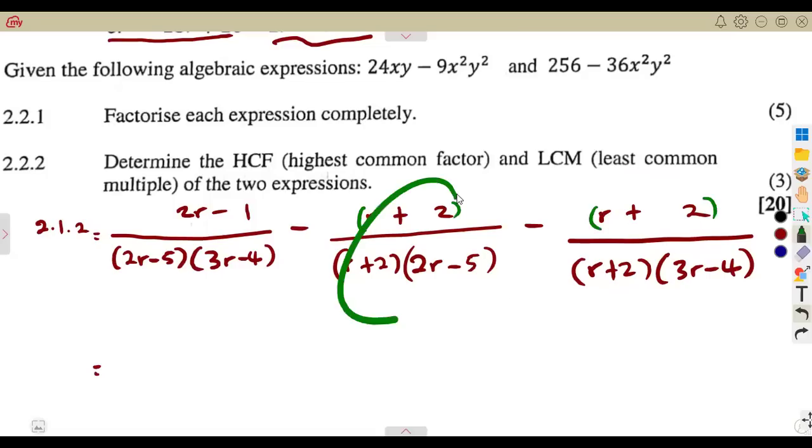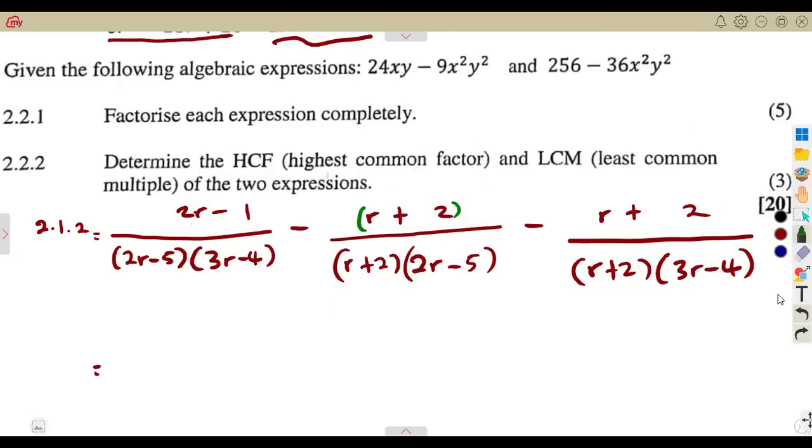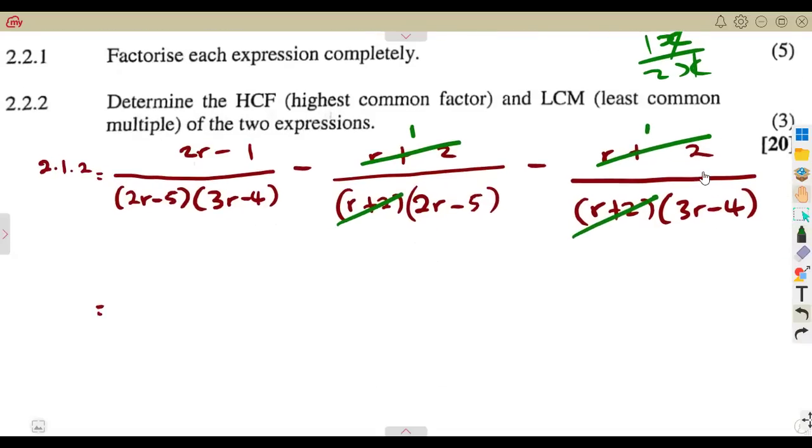I said, as long as it's a single fraction, you can reduce your fractions. As long as it's a single fraction, x over 2x, you can reduce this and obtain 1 over 2. So it's the same, r plus 2 and r plus 2 can cancel. You remain with 1 over this. The same r plus 2 can cancel. You remain with 1 over 3r minus 4.